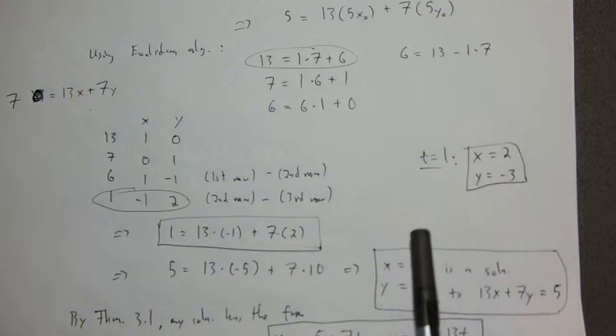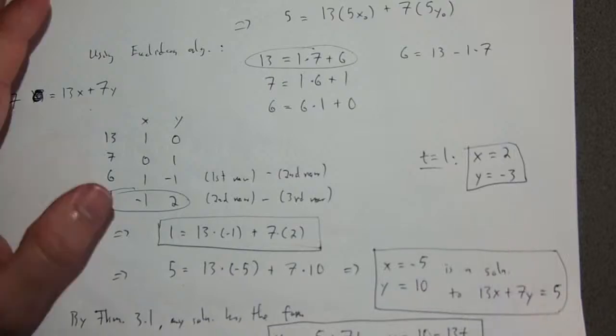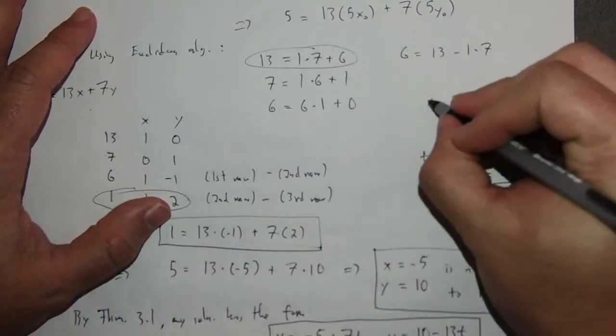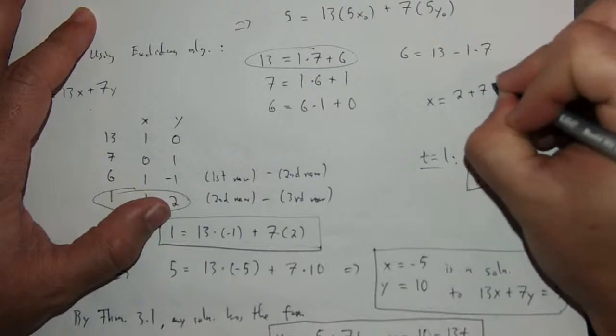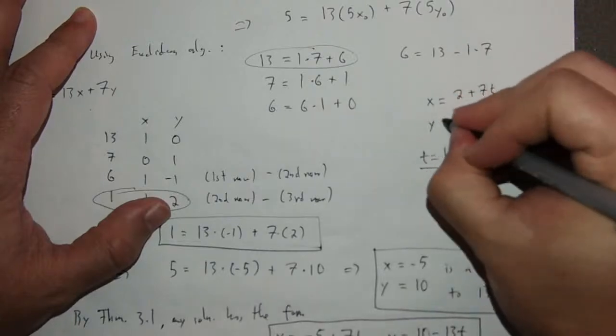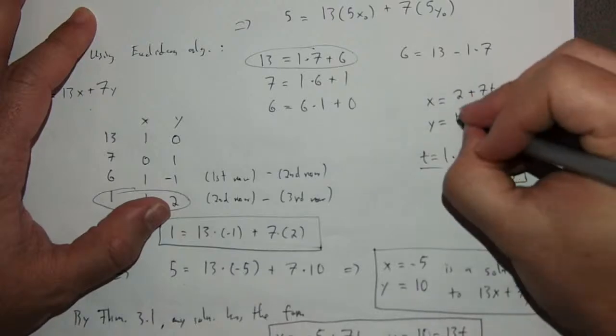In this case, I could have similarly written something else. I didn't have to write this. I could have written the following. I could have said x is 2 plus 7t, and y is 10 minus 3, or sorry, not 10, minus 3.